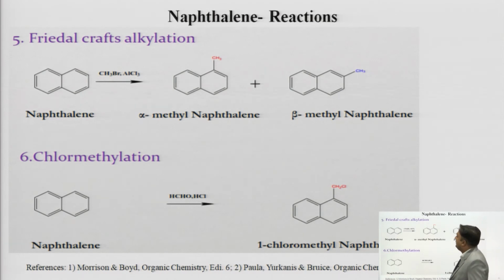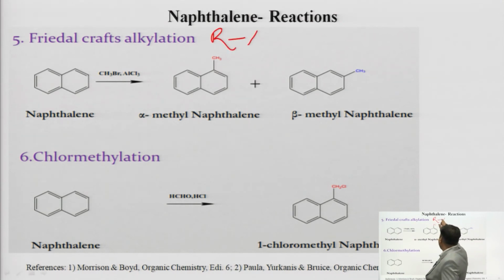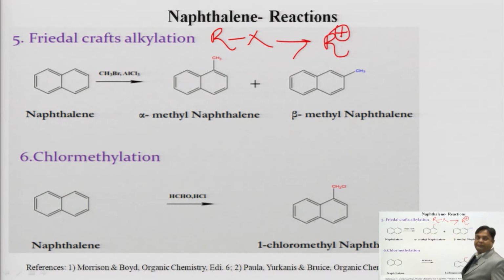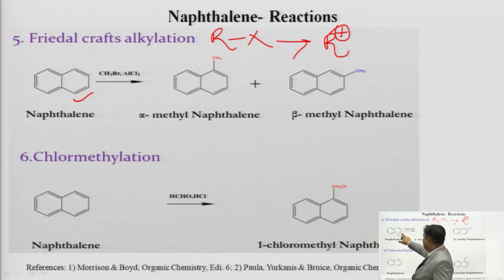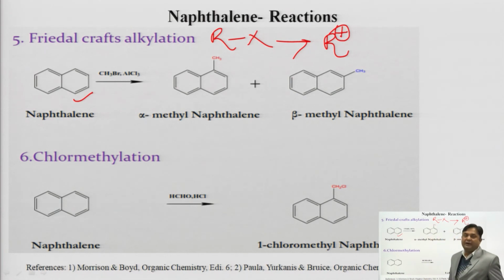Now, the next reaction is the Friedel-Crafts alkylation reaction. The reagent for the alkylation reaction is RX, an alkyl halide. It gives rise to the electrophile R plus. That electrophile will attack this naphthalene. In the first step, we get an intermediate carbocation, which is stabilized by different resonance structures. After that, one proton is removed from that intermediate carbocation and we get our substituted product.